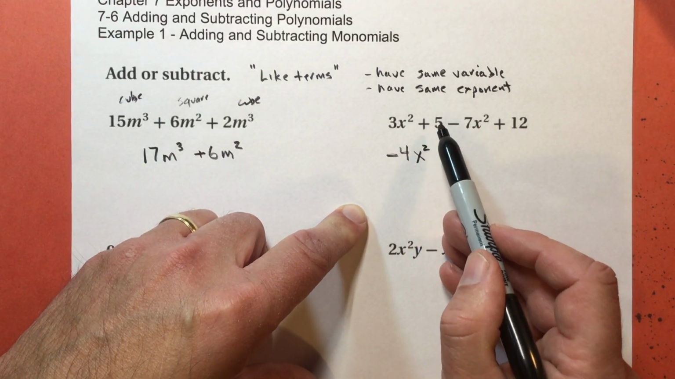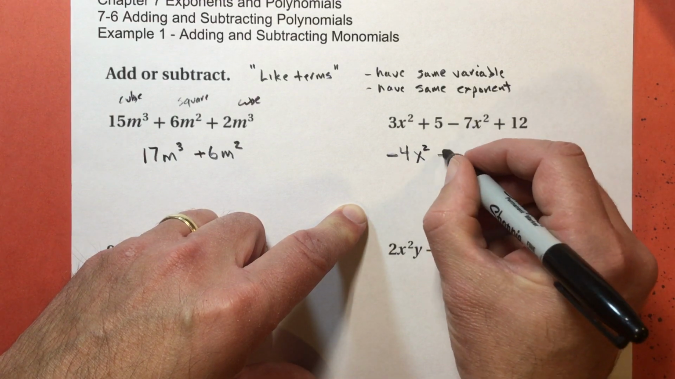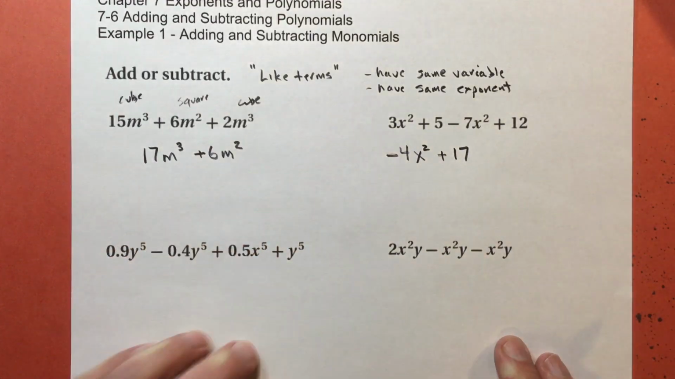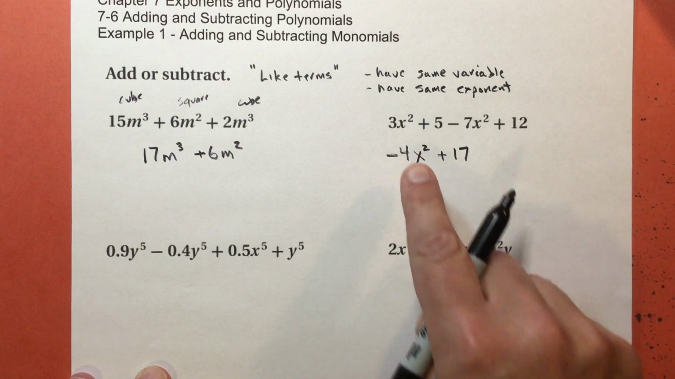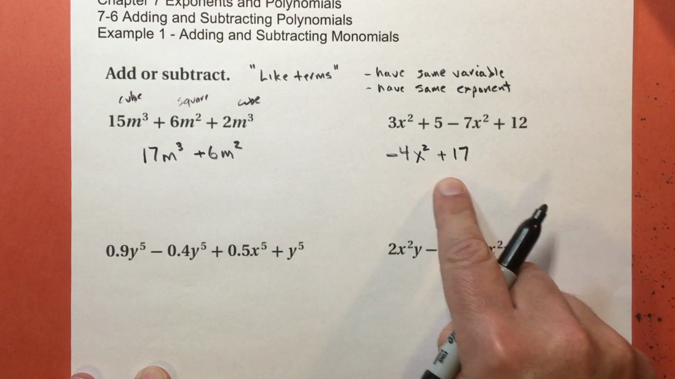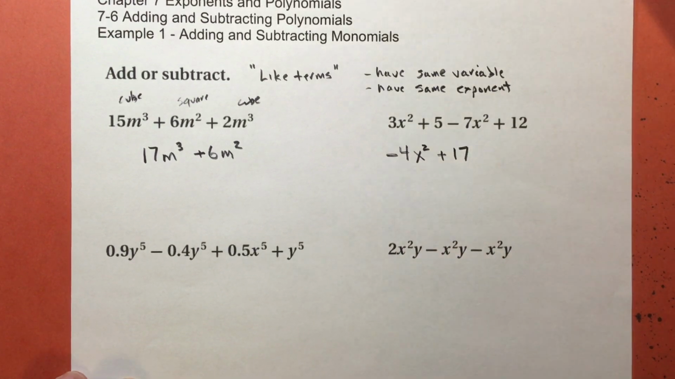And of course the little squares, the 5 plus the 12, 5 plus 12 is 17. And that's where I stop. I don't try to put these two together. They're not the same shape.